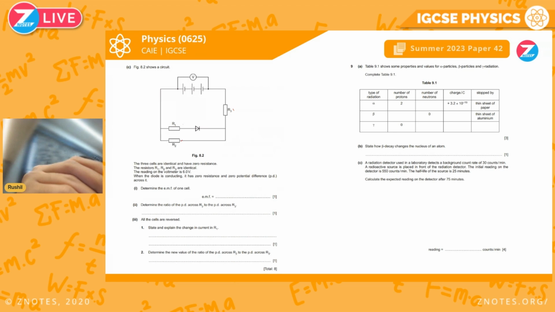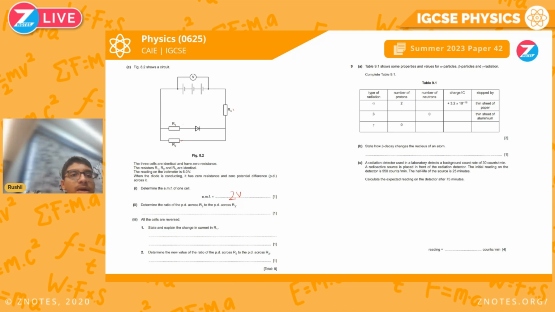So we know that the EMF of this whole section is 6 volts. The three cells are identical. So of course, the EMF of one cell is 6 divided by 3, which is 2 volts. Now determine the ratio of the potential difference across R2 to the potential difference across R3.